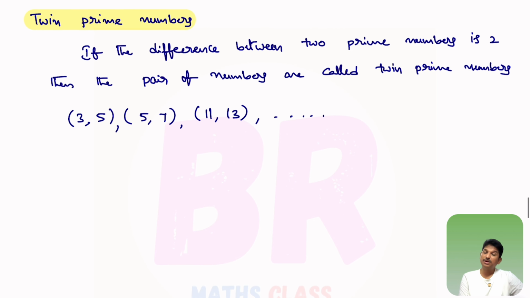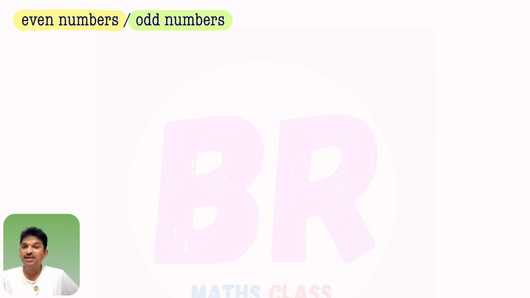Okay. Twin prime numbers: if the difference between two prime numbers is 2, then they are called twin prime numbers. Okay. Even numbers, odd numbers. What are even numbers? The numbers which are divisible by 2, the numbers which are multiples of 2, are called even numbers. The numbers which are not multiples of 2, not divisible by 2, are called odd numbers.